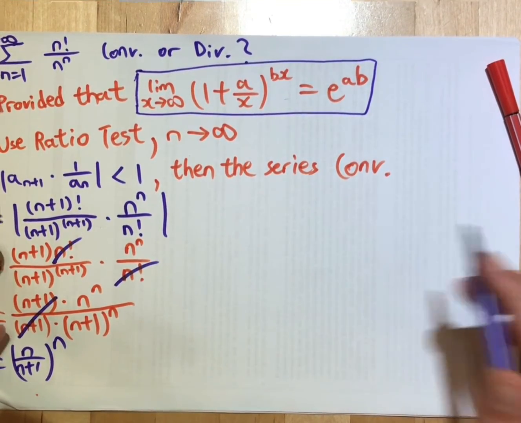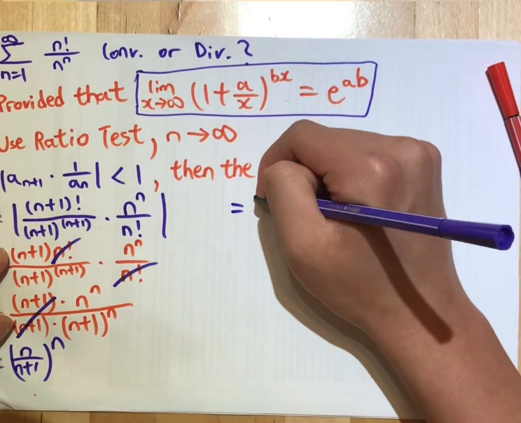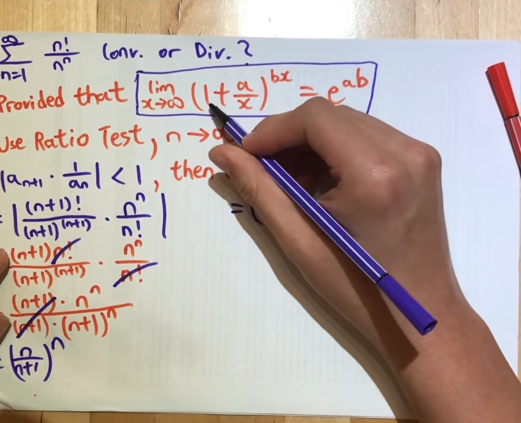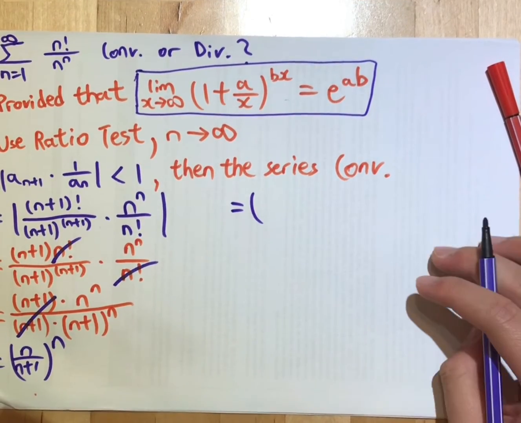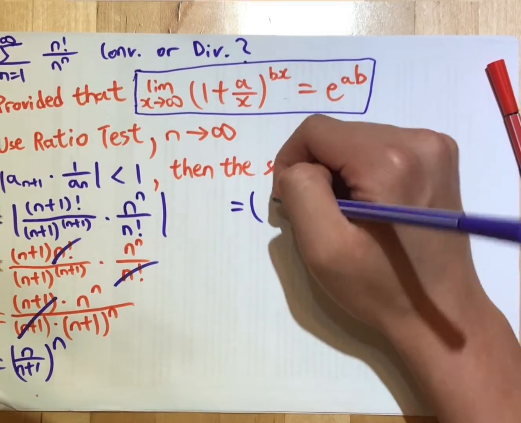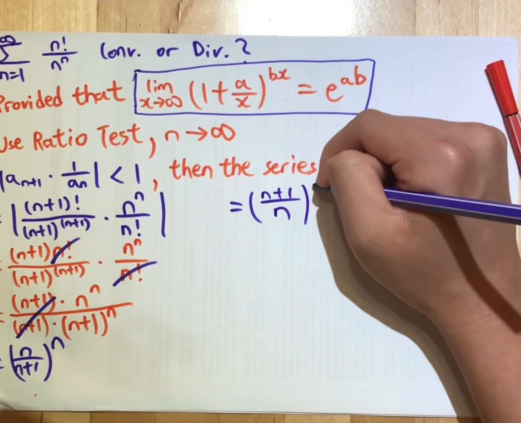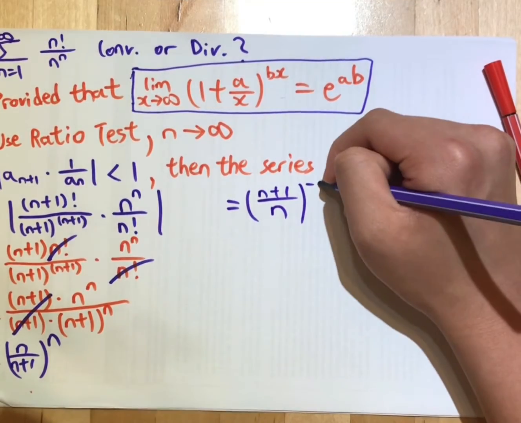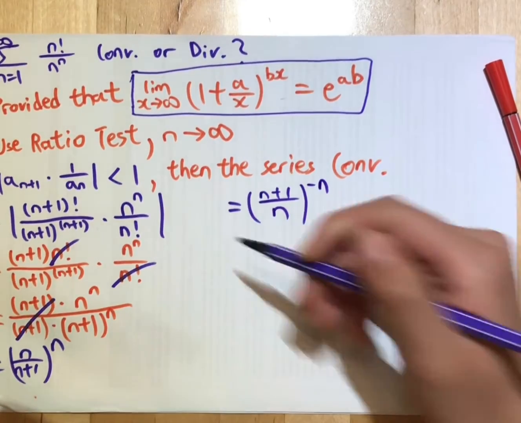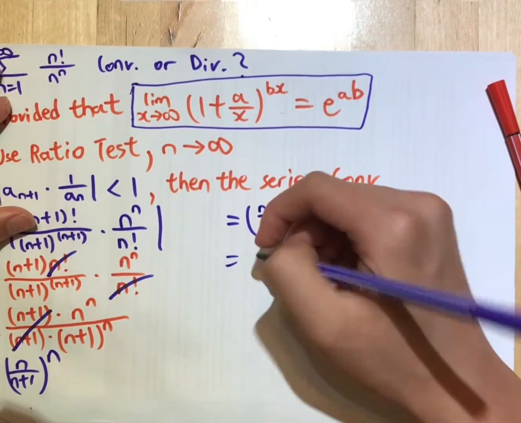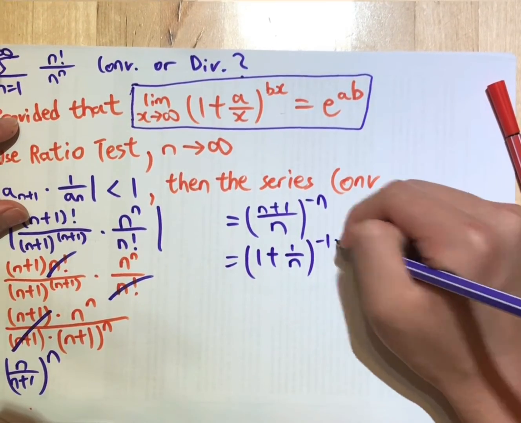Why is this useful? Because we can now write this in the form (1 plus a over x) to the power of bx. Just use your brain, and then you will know how. We can flip the fraction, but we need a negative power so that it becomes the reciprocal. This right here is equal to this, and then we can split the fraction into (1 plus 1 over n) to the negative 1 times n.